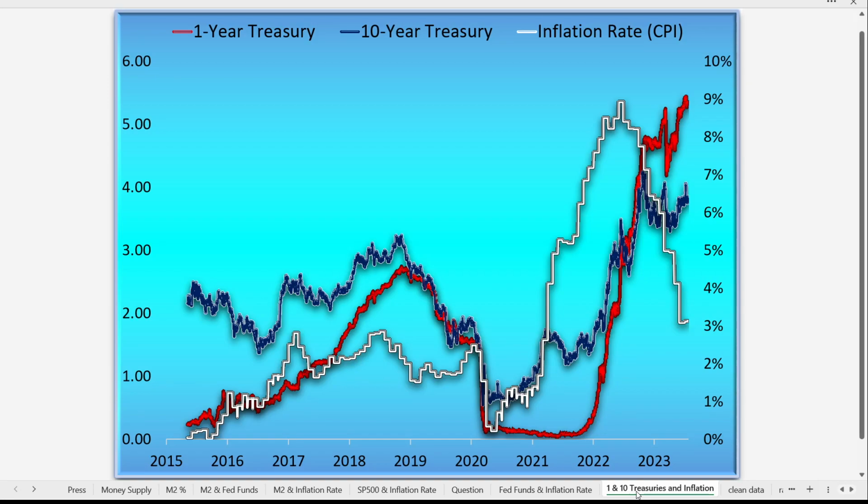And here's some extra food for thought. The white line is the inflation rate, the CPI. And we know a very special something happened in June of 2022. What else happened in June of 2022? The beginning of the inverted bond market. The red line is a 1-year US Treasury. The blue line is a 10-year US Treasury.